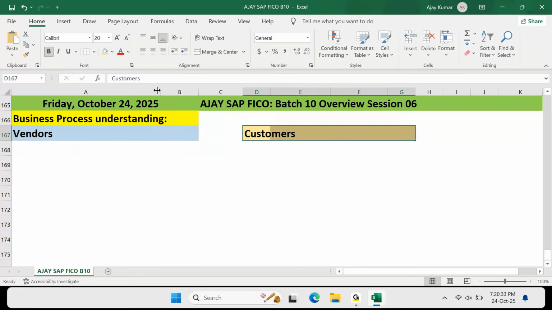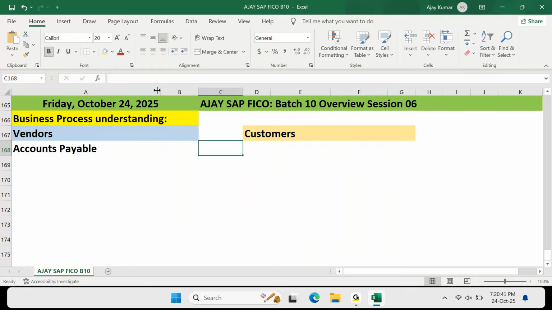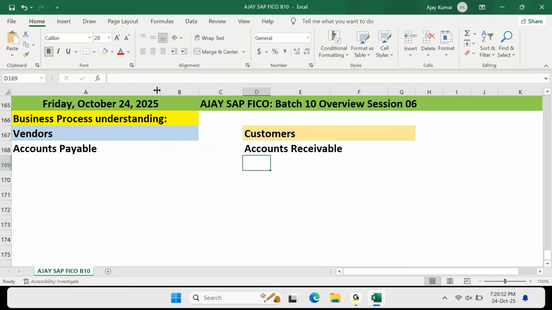When you talk about vendor, it is all about accounts what? Payable. Accounts payable. Customer is what? Accounts receivable. Now let's assume we are working in a project wherein you've been asked to get the requirement or the business process of accounts payable of a client. Similarly, accounts receivable of a client.